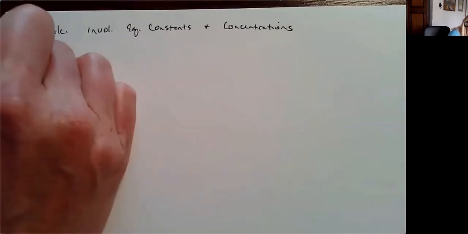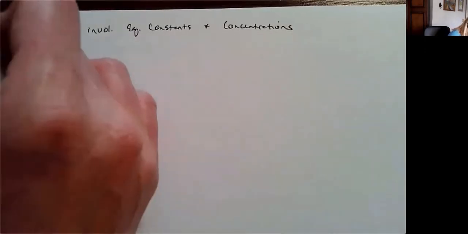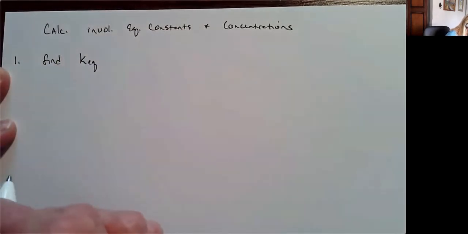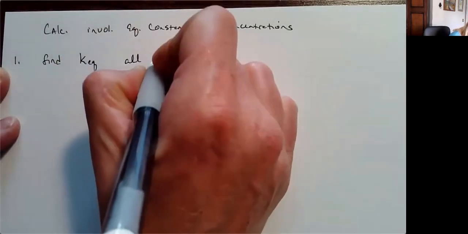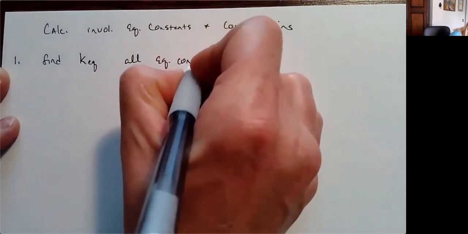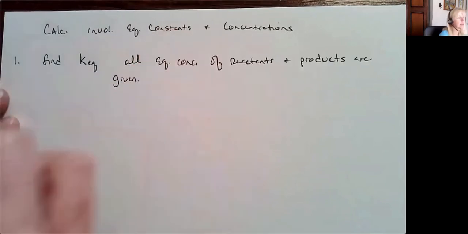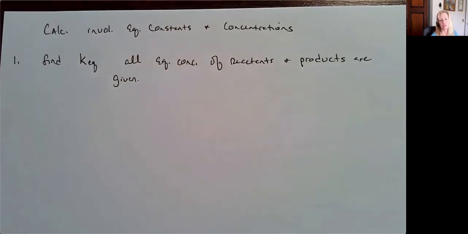I'm just going to go through these really quickly with you and do some simple calculations to show you what I'm talking about. So we actually have five different ways. The first one is the simplest: I want to find the equilibrium constant, KEQ, if I know all equilibrium concentrations of reactants and products are given. This is my simplest way to look at this scenario because I have everything given to me.